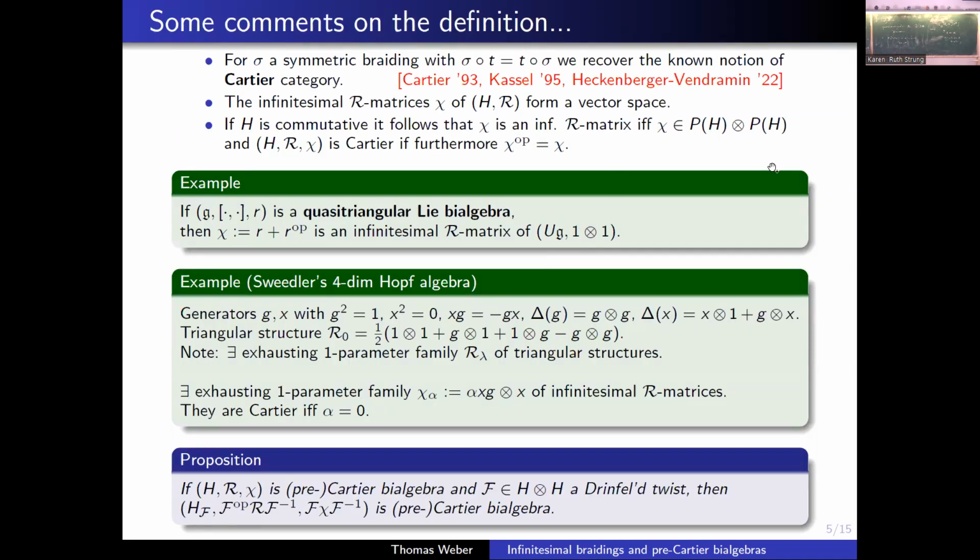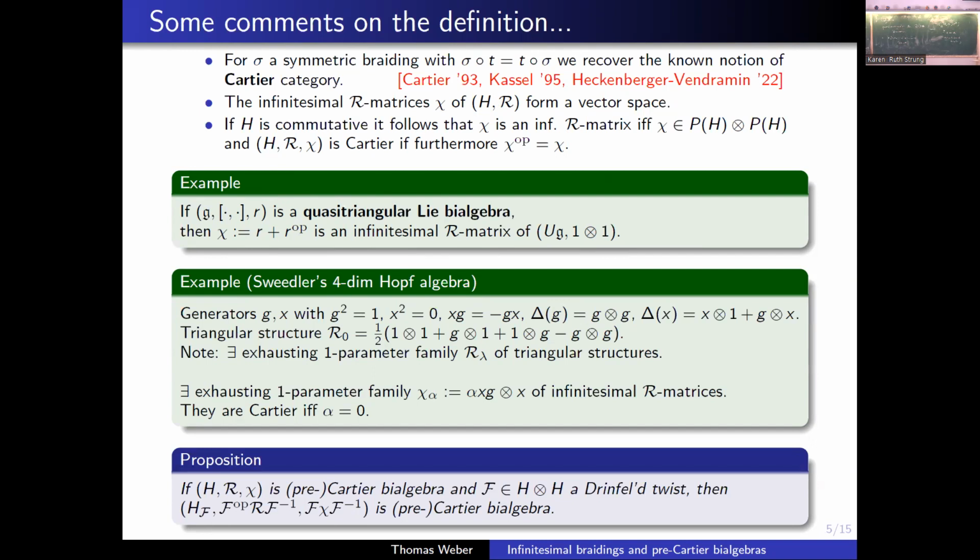Okay, very good. So one class of examples I should mention. If you have a quasi-triangular Lie bialgebra, I'm not going to give the full definition, but it's a Lie algebra where you also have a co-bracket that comes from some element R in G tensor G. For those classes of examples, we can build a chi simply as the sum of R with R op. And this will satisfy all of our properties of our definition. So this would be an infinitesimal R matrix for the Hopf algebra UG with R matrix 1 tensor 1.